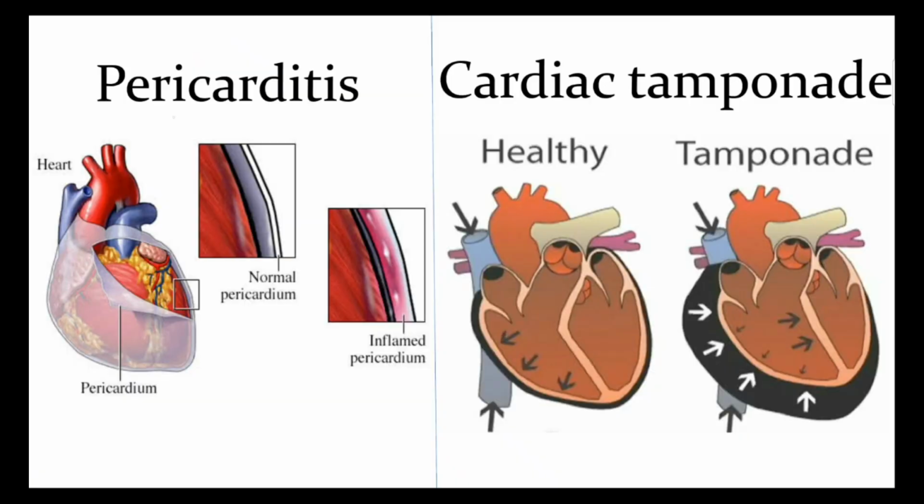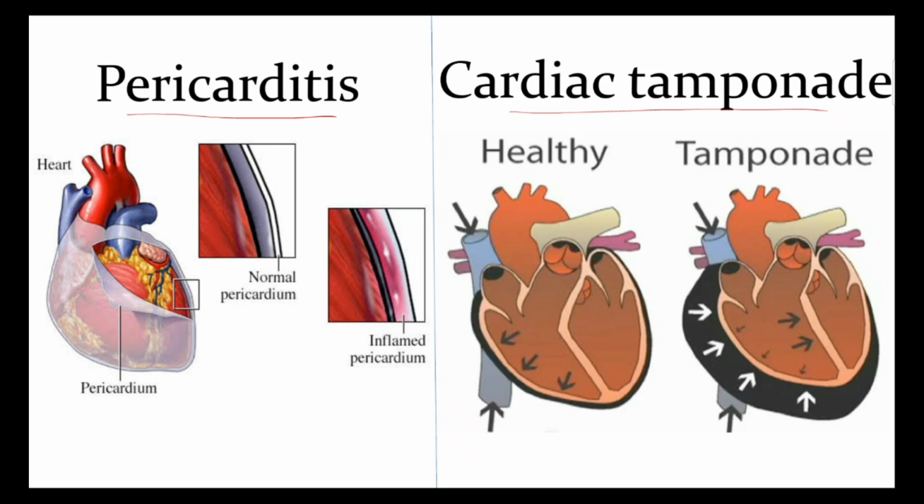So in this video we are starting with the heart, pericardium and heart. The first clinical correlation is with the pericardium: pericarditis and cardiac tamponade. The inflammation of the serous pericardium is called pericarditis, and that causes the accumulation of the serous fluid in the pericardial cavity, the pericardial effusion.